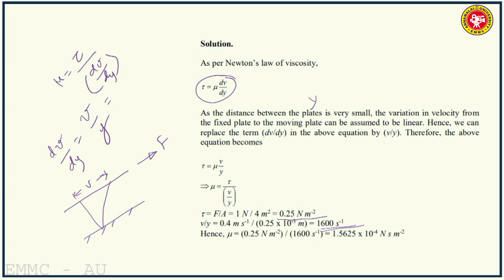So therefore mu is equal to tau divided by dV over dy. So you get 1.5625 into 10 raised power minus 4 Newton second per meter square. So Newton seconds per meter square is the force unit of viscosity. You can also express in mass unit as kilogram mass per meter second, or kilogram mass per meter per second. Instead of Newton second per meter square, we can even use this unit.